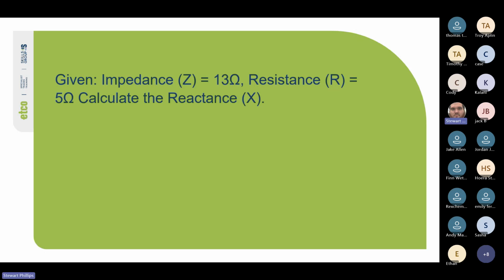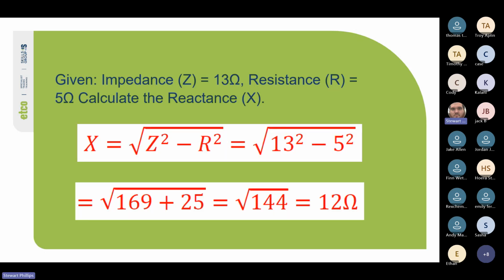Yeah, what you got there? So our X is equal to the square root of Z squared minus R squared, which is 13 squared minus 5 squared. So 169. It shouldn't say plus there. It should say minus. 169 minus 25, which equals 144, which gives 12 ohms. And you can't say it's my fault for putting the plus instead of the minus. I screenshotted these out of the learning resource that we were given to show you guys.